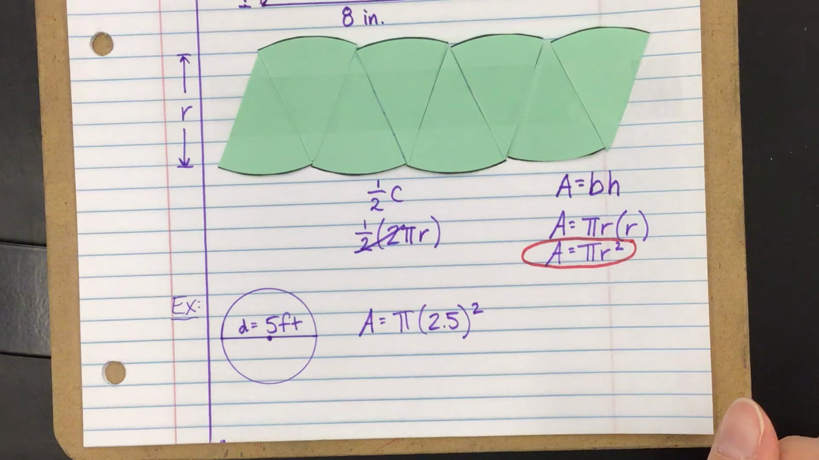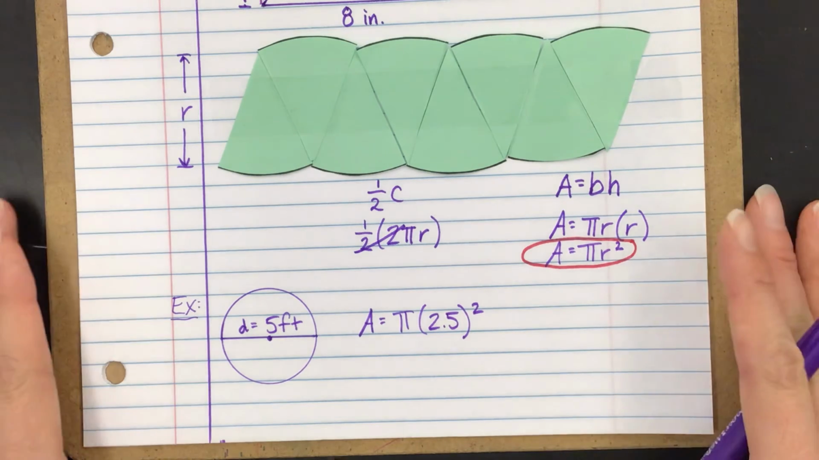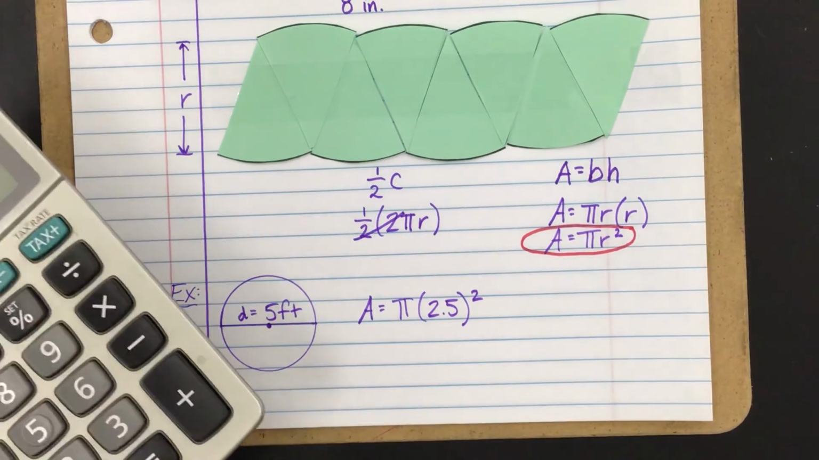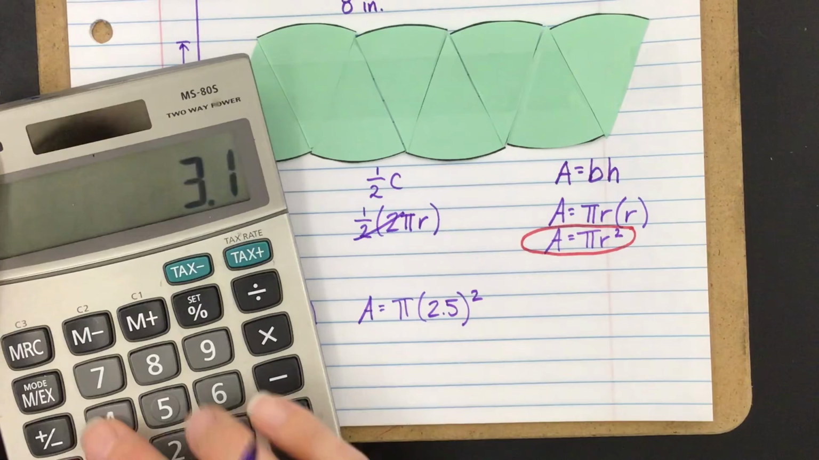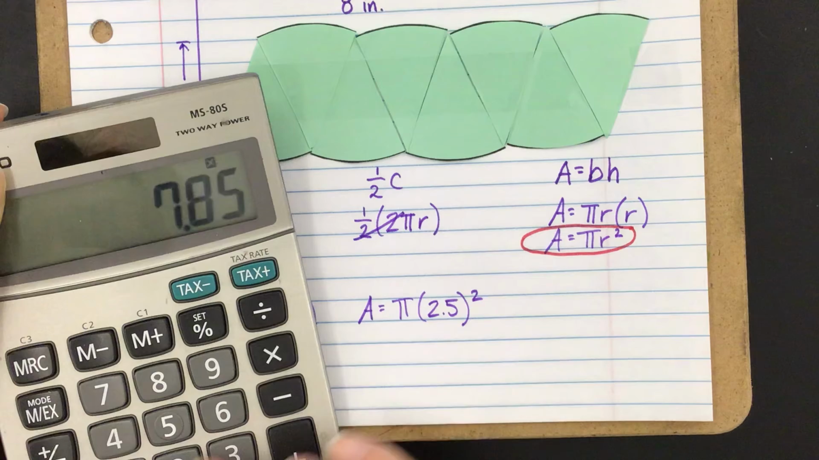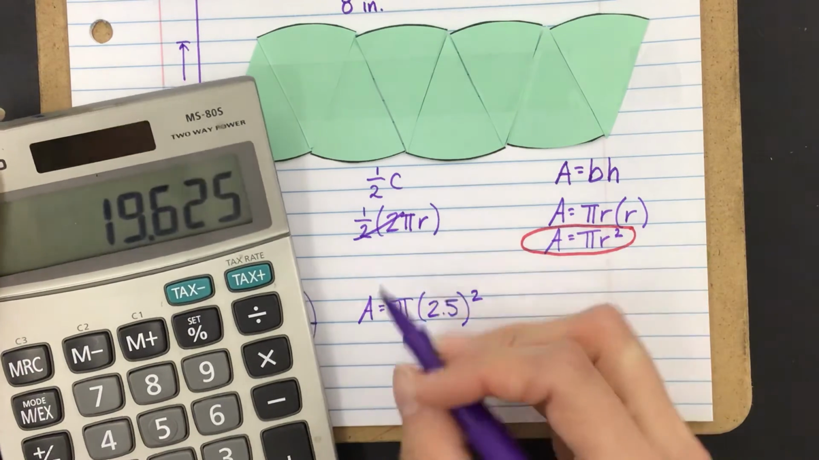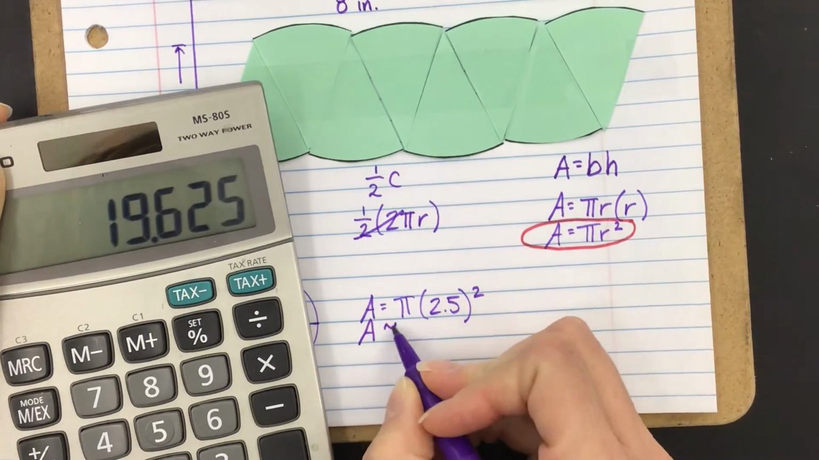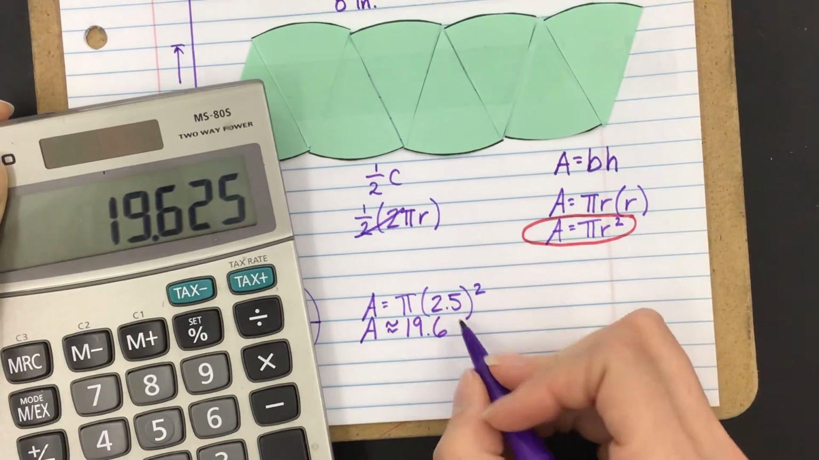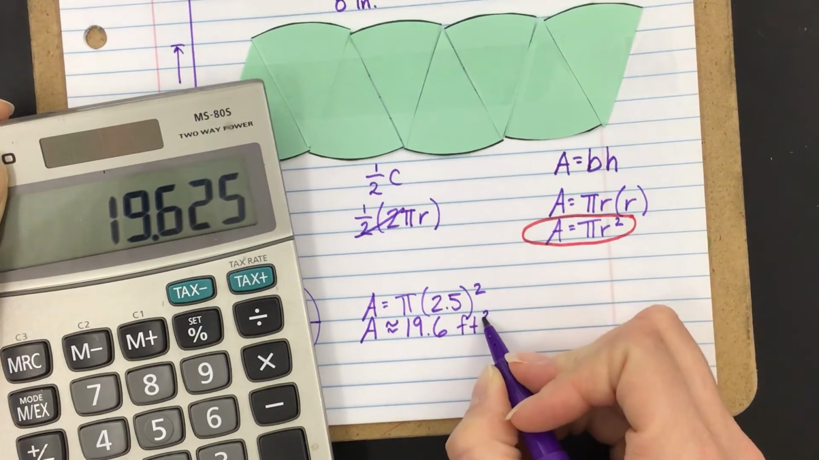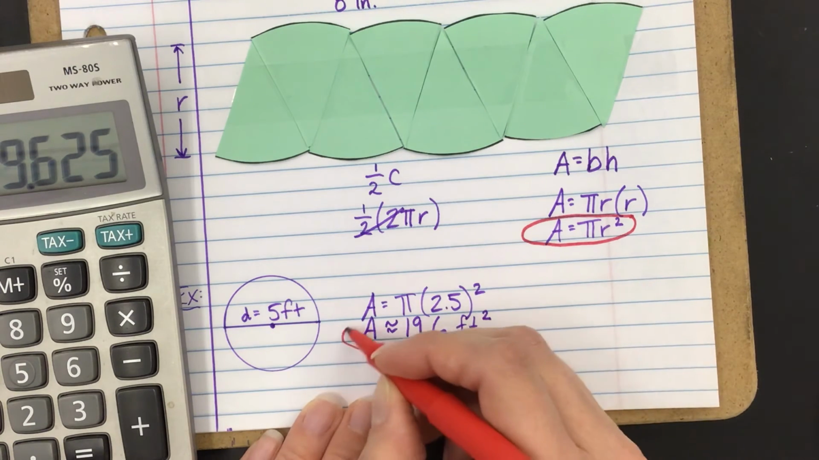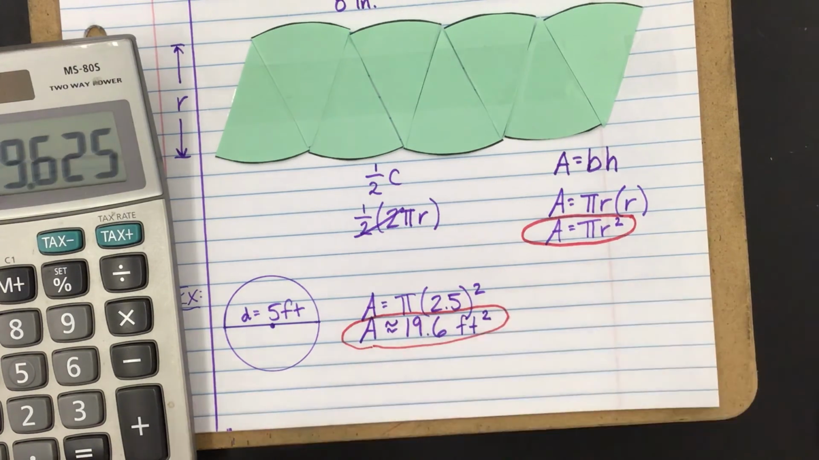Okay, so that's going to be pi times 2.5 times 2.5. So 3.14 times 2.5 times 2.5. I'm actually getting the area is approximately 19, and I'm going to round to the nearest tenth, 19.6 feet squared. Don't forget to make sure you square your units because we are talking about area here, not distance. Okay?